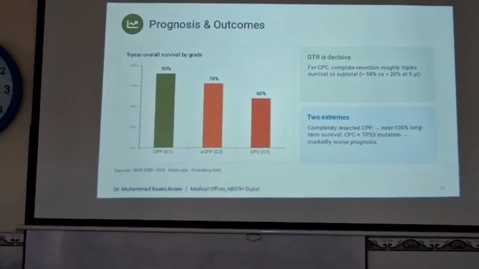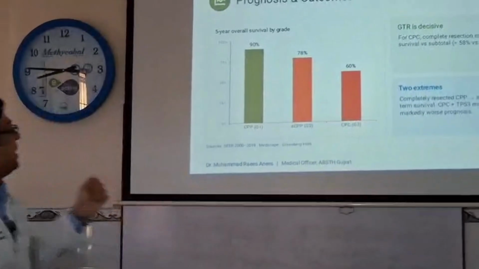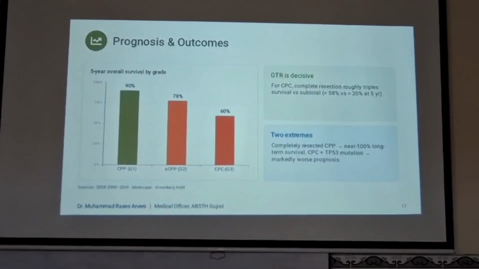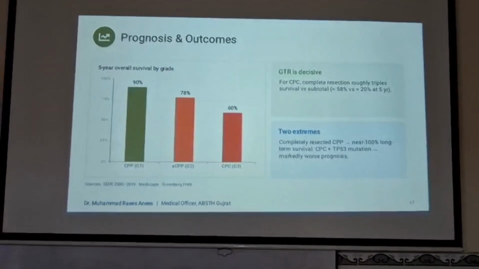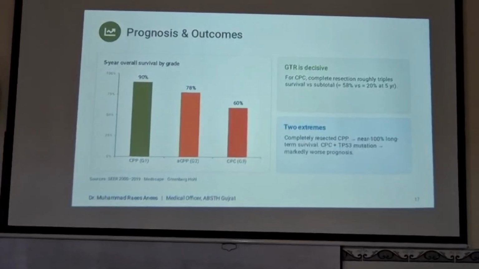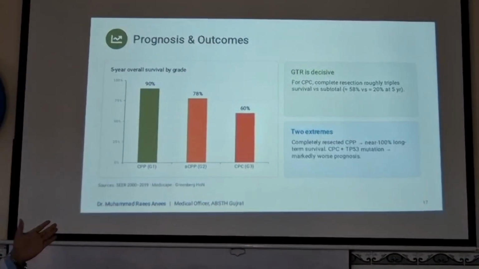So, and the choroid plexus carcinoma with this syndrome had the worst prognosis as well. So prognosis and the outcome, the 5-year overall survival by grade. The grade 1 tumors have a very good 5-year overall survival, which is 90%. Atypical is 78%, and the choroid plexus carcinoma has 60%.